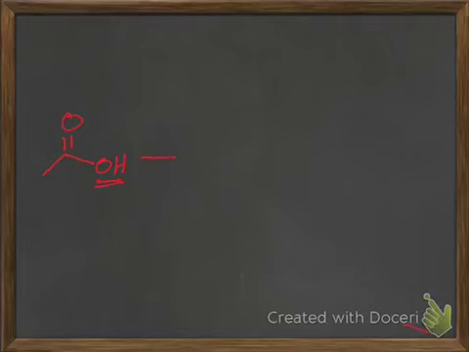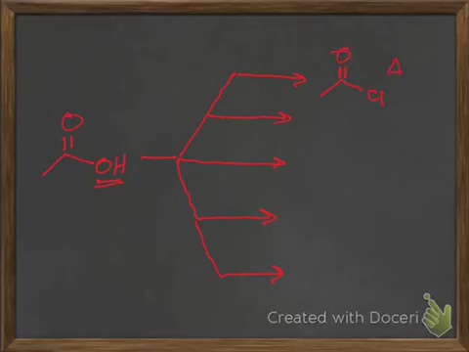So what we're going to do now is look at all of the possible derivatives for the acid, and there are several of them. I'm going to write these in a very specific order. It does matter. The first one we're going to talk about is up here. This is the acid chloride.